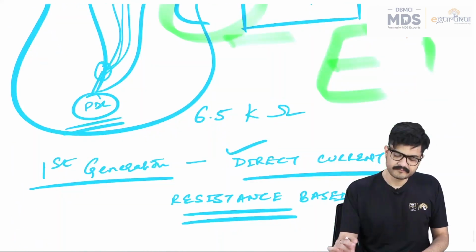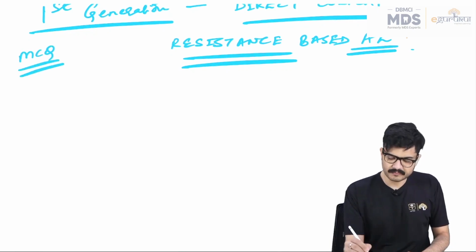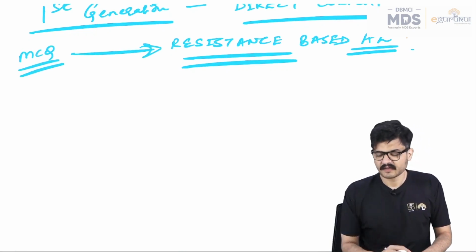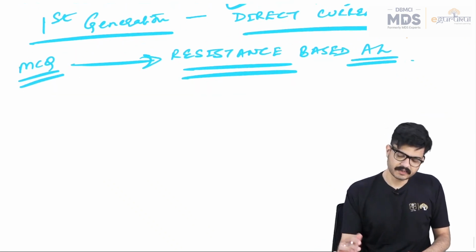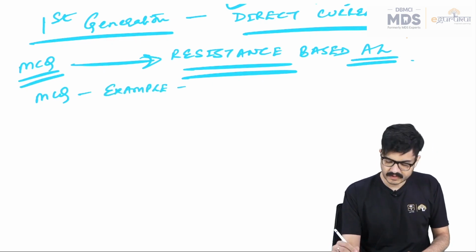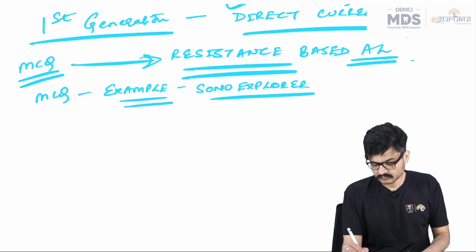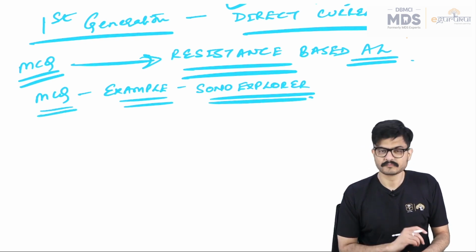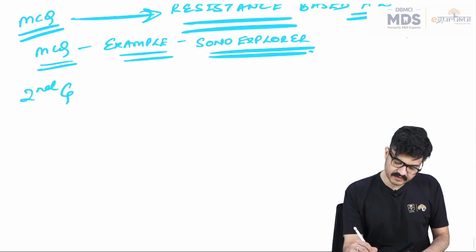Then we have the second generation apex locators. So let us just write this down. MCQ number 1 here would be that they're also known as resistance based apex locators. MCQ number 2 is they use direct current. MCQ number 3 is the example, and that's your Sono Explorer. Right, friends? Then we have the second generation.